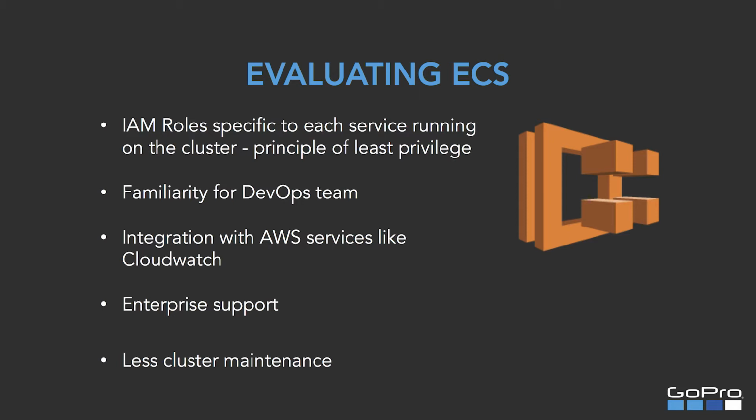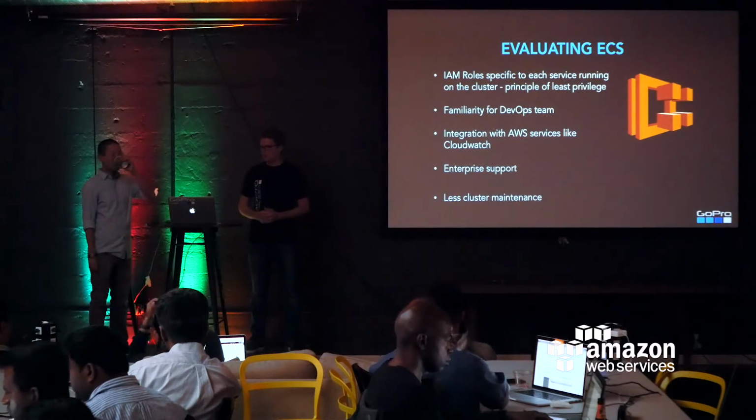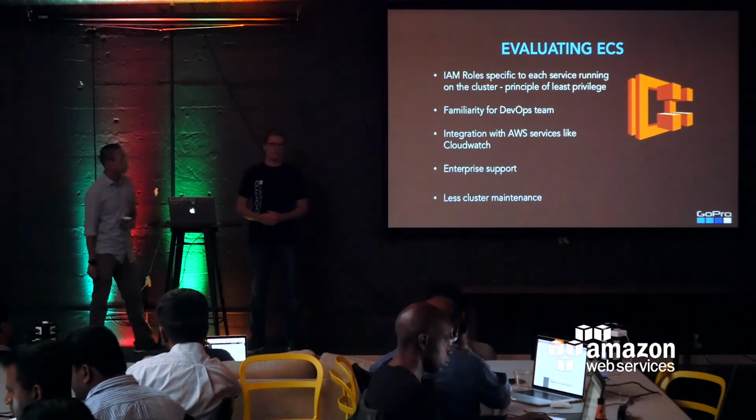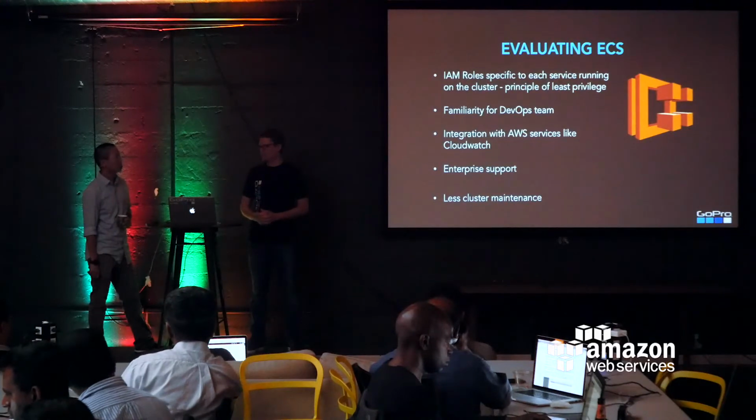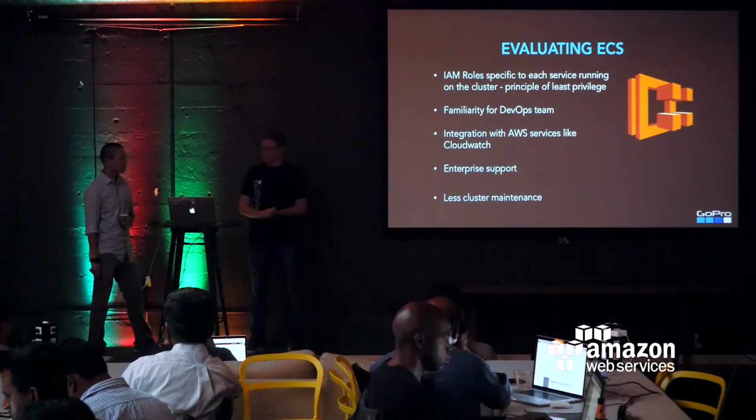We wanted to be able to isolate the security of each service from other services running in the cluster because we have a lot of different databases. We have a lot of S3 buckets, SQS queues, et cetera. So at least at the time when we evaluated Kubernetes, there wasn't a good way to do that. I think there was a third-party way to kind of bolt it on. It didn't seem very stable, and we didn't really trust it with the security of these services.